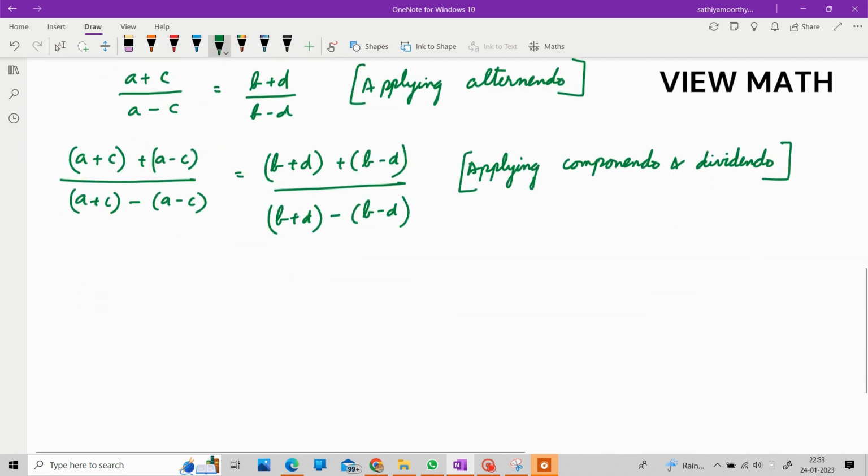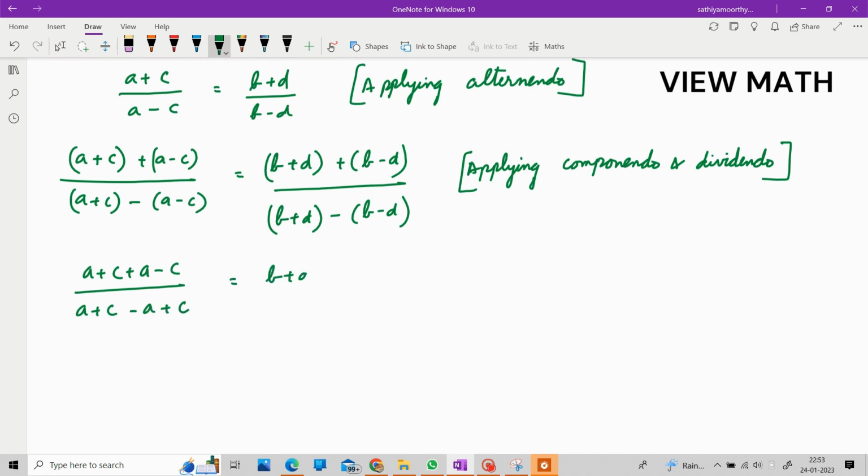Now let me simplify this. A plus c plus a minus c. Denominator I get a plus c minus a plus c. So this is equal to b plus d plus b minus d divided by b plus d minus b plus d. Now let me cancel the common terms.